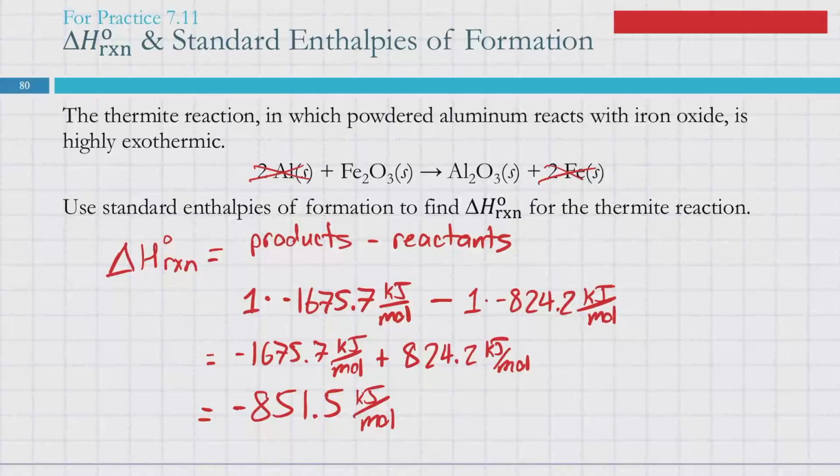Does that seem reasonable? Yes, it does seem reasonable. The only real point of reference that we have is we're told that it's highly exothermic, and we got a negative number here, and 851 seems like a big number. So negative, big number, highly exothermic. Highly referring to big number, exothermic meaning that we've got a negative delta H. A lot of energy is being released.